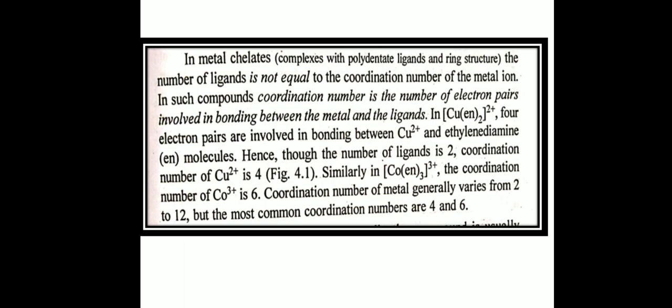So the number of ligands is 2, but the coordination number of copper 2+ is 4, because the number of donor atoms in the ligands is 4. Each en contains 2 nitrogen atoms, so 2 en will contain 4 nitrogen atoms. Therefore, the coordination number is 4.